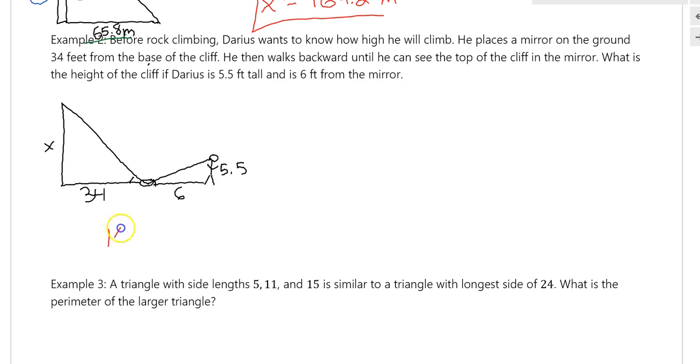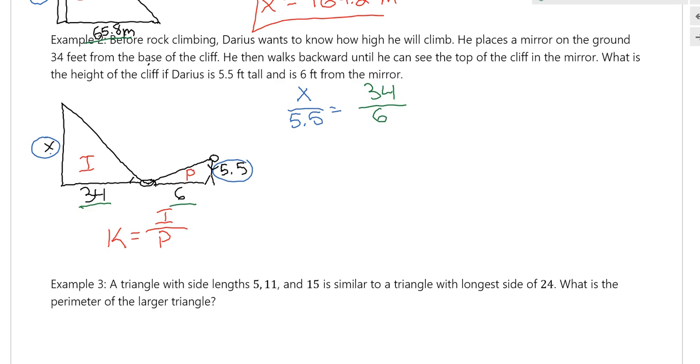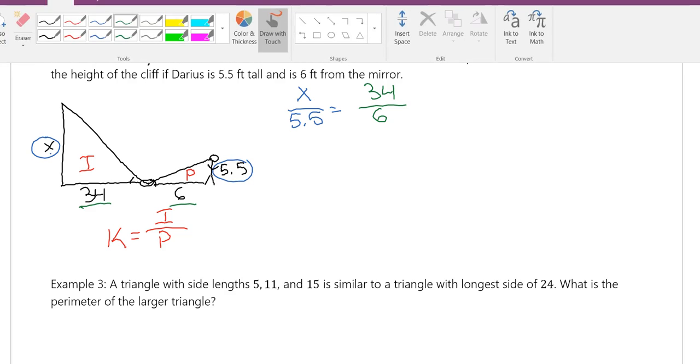So again, my scale factor equals the image over the pre-image, I over P. Again, it does not matter which one is your image or your pre-image for these ones. It's just nicer to label them so that you do the right one, in the right order, both times. So I will start with this X, height over height, is going to equal distance over distance, I over P. Draw your beautiful butterfly.